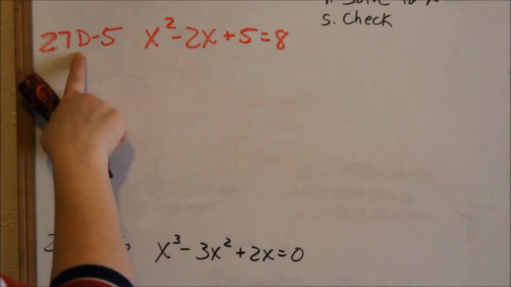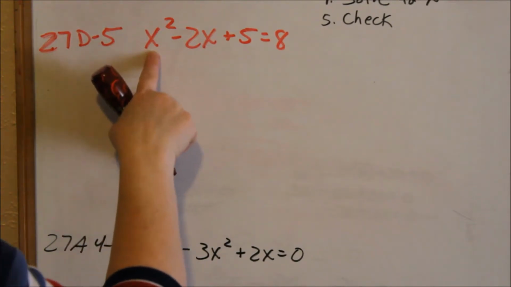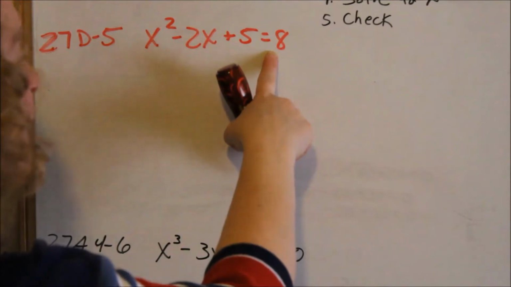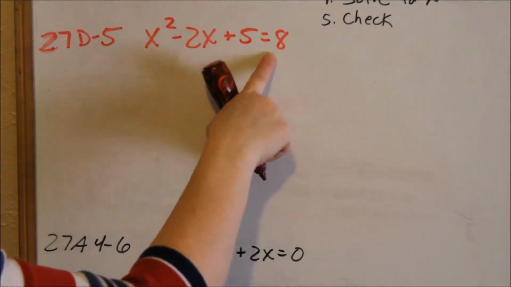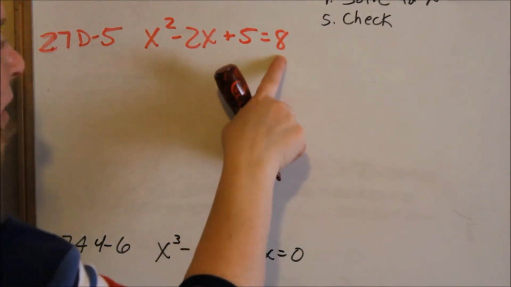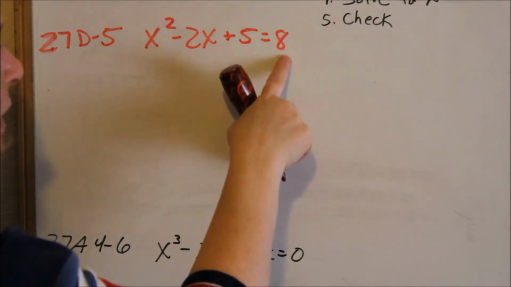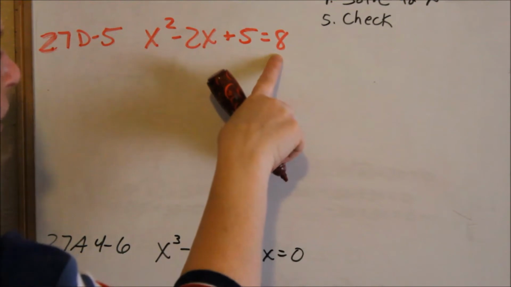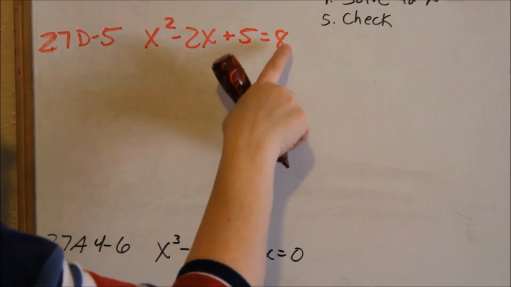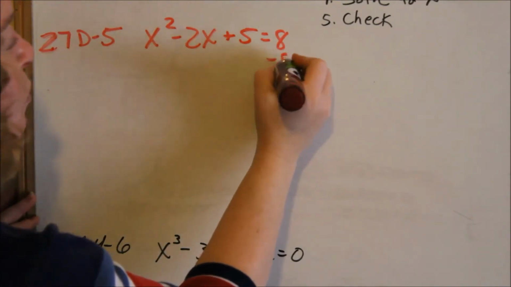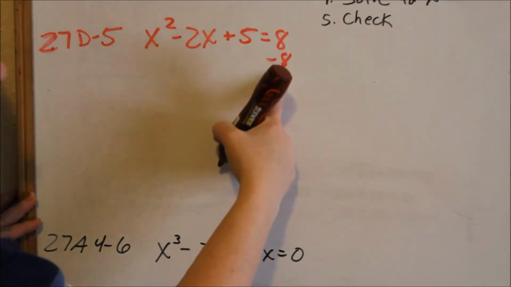Alright, we're now looking at 27D, number 5. X squared minus 2x plus 5 equals 8. Remember, your first step is to set it equal to 0. This whole thing should be set equal to 0, meaning 0 needs to be on the right-hand side of your equation. Right now, it's not. So we need to move that 8 over. We need to make this number a 0. Well, we do that by subtracting 8, because 8 minus 8 is 0.